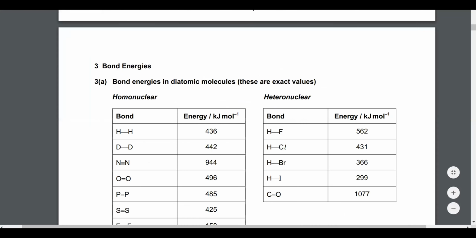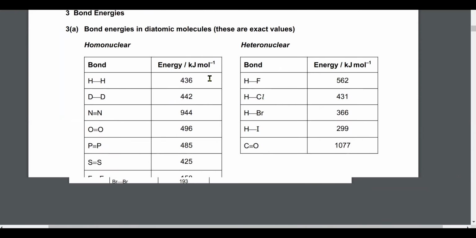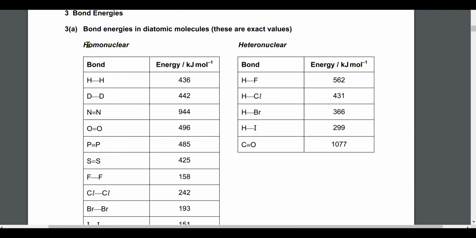So there are two types of bond energies given. The bond energies given for diatomic molecules. Homonuclear simply means that these are bonds formed between the same type of atoms, like H-H, N triple bond N. D over here is, remember, deuterium. Deuterium is an isotope of hydrogen.